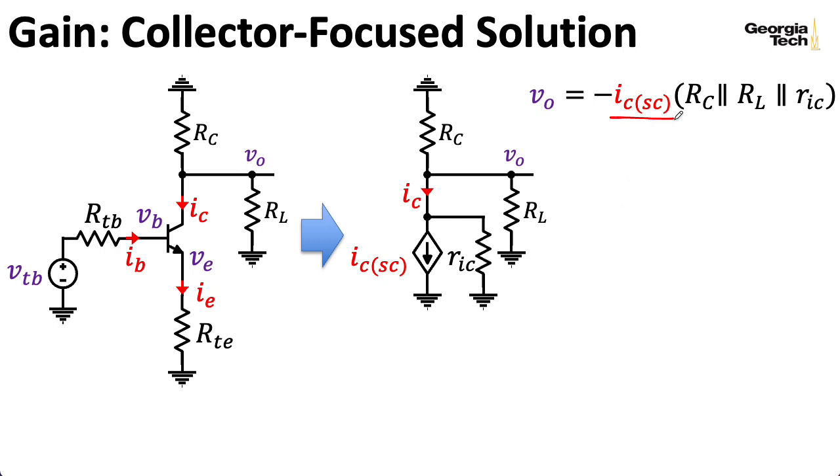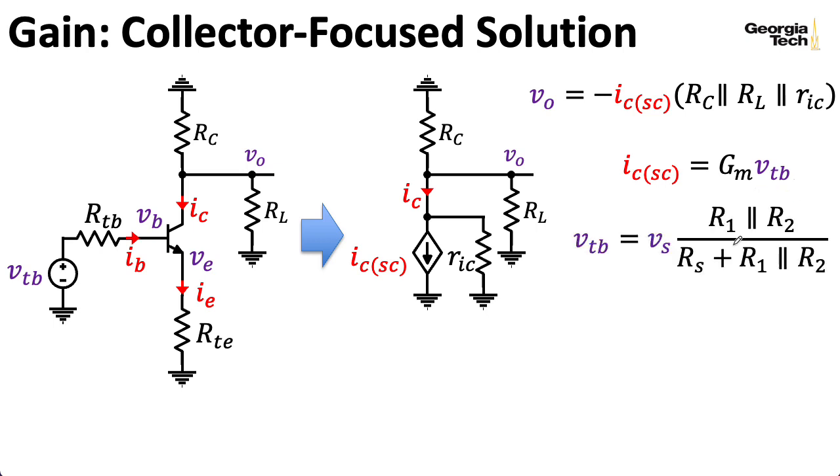Well, what is this short circuit current? Well, from the previous lecture, this is going to be a big GM times VTB minus VTE, except here VTE is 0, so we can just write GM times VTB. In a later slide, I'll give an expression, actually several expressions for capital GM. So what is VTB? Well, we found that on a previous slide. It's just our source voltage seen through this voltage divider at the input.